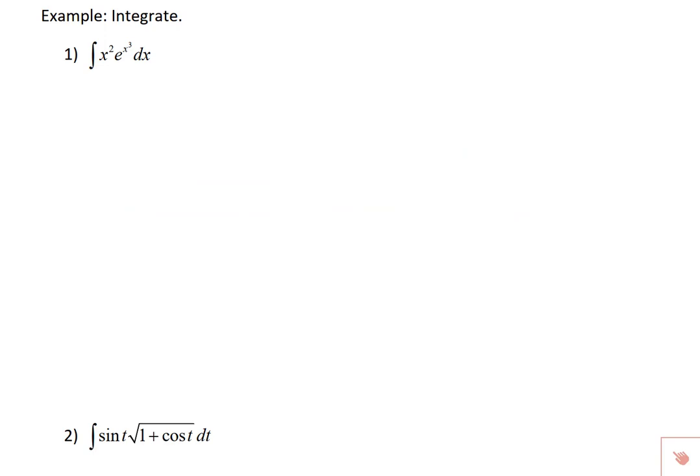Our first example is to find the indefinite integral of x squared times e to the x cubed power dx. You'll notice this function in the integrand does not fit any of our basic antiderivatives that we already know. So here's where we're going to use a substitution to get around it. We're going to let u, our substitution variable of choice, equal the exponent of the base e. So we're going to say let u equal x cubed.